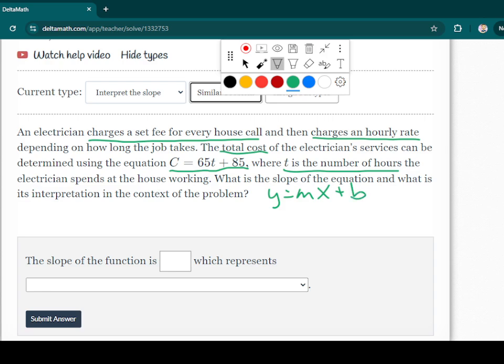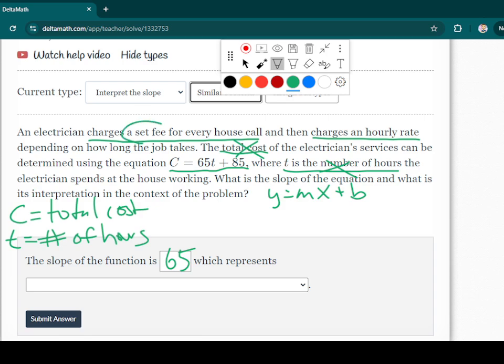So y equals mx plus b. You can probably already see that our m is going to be 65. It's the number attached to the variable. So that's always going to be our slope when we're in slope-intercept form. But what does it mean? So we're told that C, again, is the total cost. So it can't be the total cost. We know that T, we're told, is the number of hours. So it can't be the number of hours. So we're down between a set fee and an hourly rate.